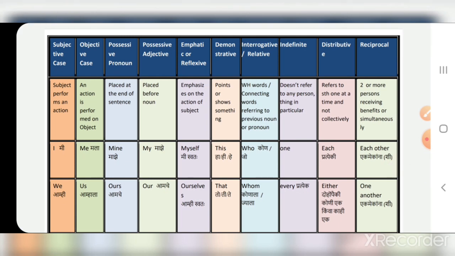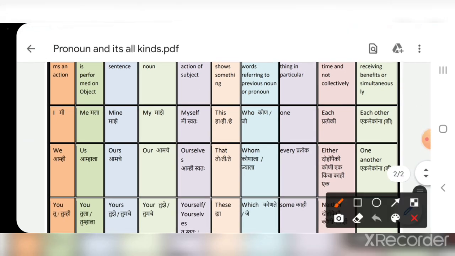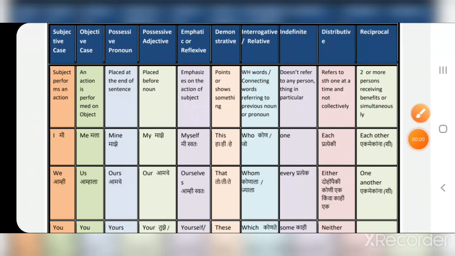That means when we say, for example, they support one another or they support each other. Here, both the participants receive benefits simultaneously, and it shows the mutual relationship between them. So, that is a reciprocal pronoun. With this, we have completed pronoun and all its kinds.